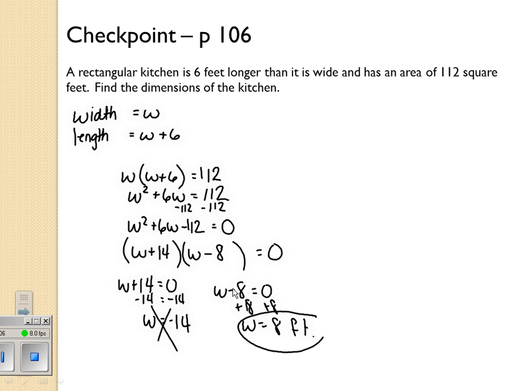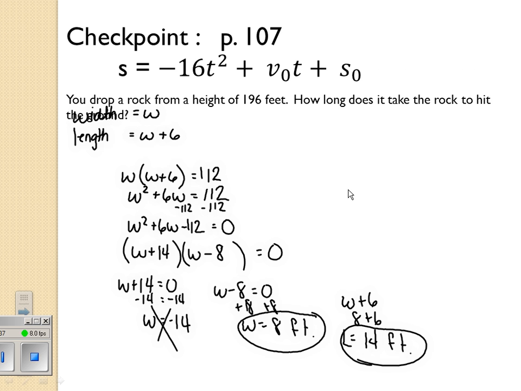That makes sense. So now the last thing to do is figure out your length. If the width is 8 and the length is 6 longer than that, the length must be 14 feet. And there we have it. So when you're in a story problem, you know nothing about one of your items. That's your variable. And you're going to build the other stuff off of that.